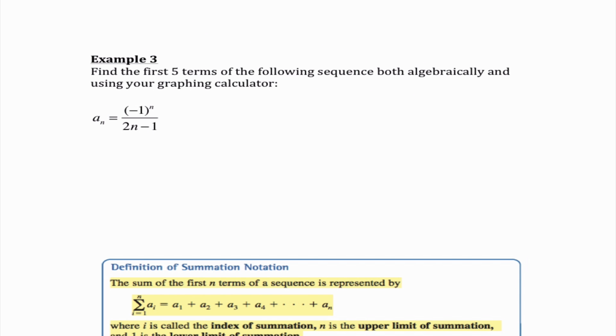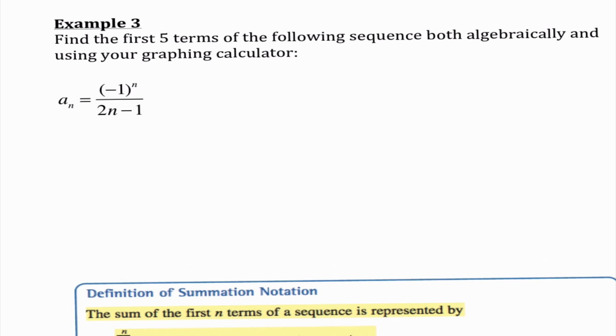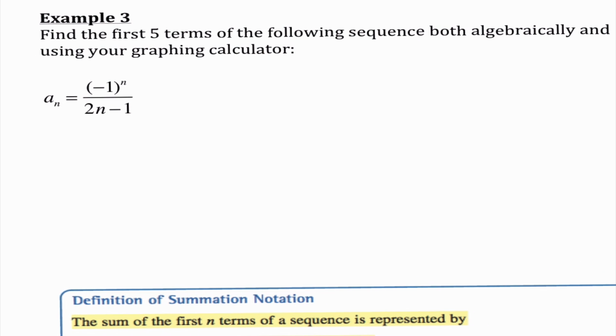Okay, one more. It tells us to do it both algebraically and using our graphing calculator. Right now I'm just going to do it algebraically. Then, as I said earlier, we'll go back and look at the graphing calculator later. This time, it tells us to find the first 5 terms. So I'm going to start by finding the first term. I have negative 1 to the first power, which is negative 1, over 2 minus 1, which is 1, so I get negative 1.